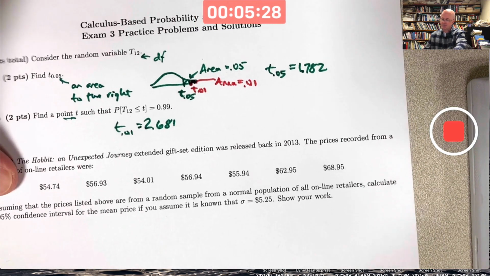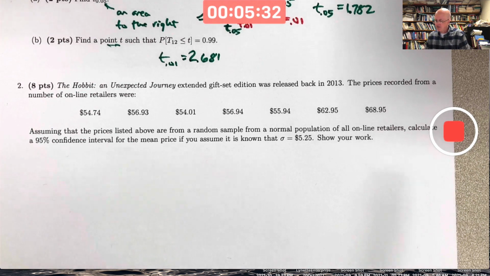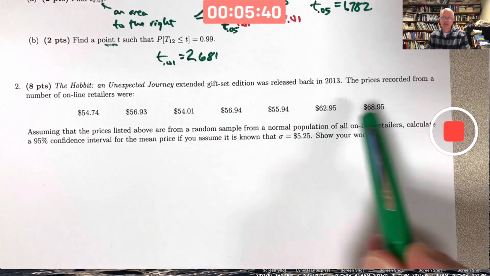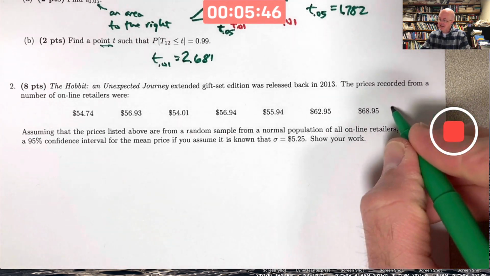On to problem 2. The Hobbit, An Unexpected Journey extended gift set was released back in 2013. The prices recorded for a number of online retailers were these: 1, 2, 3, 4, 5, 6, 7 numbers. So this is a random sample of size 7. N is 7.